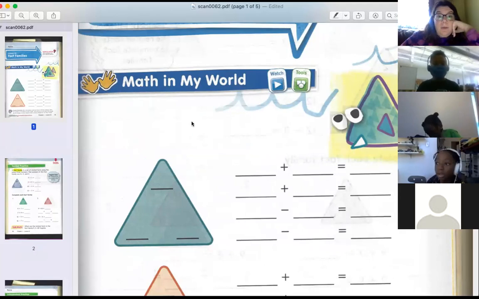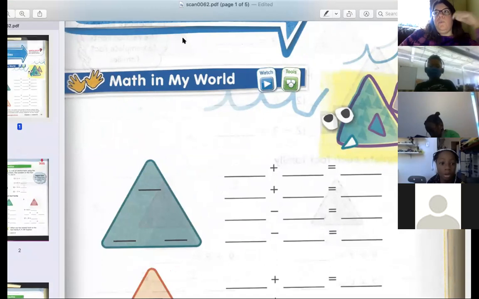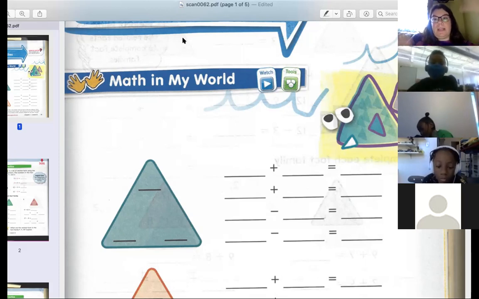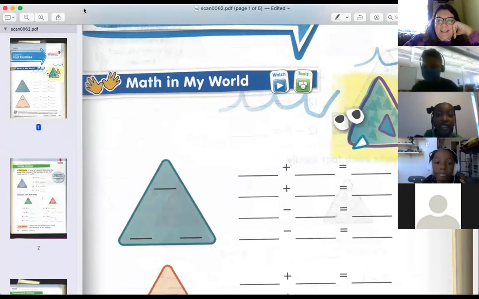fact families. So the fact family really just, we talked about last week with finding the missing addend, how we can take that addition sentence and turn it into a subtraction sentence to figure out what the missing addend is. And we know that addition and subtraction are related. So that's what the fact family shows. It's all one big family. Addition, subtraction, yay!